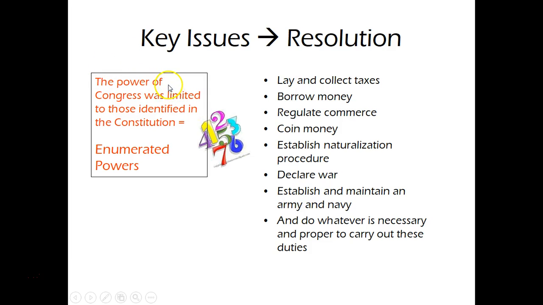Okay, so the idea of limited government is that the power of Congress was limited to those identified in the Constitution. These are called enumerated powers. So the powers that were actually explicitly written in the Constitution, the federal government has, and they can't do anything more than that. These are explicit powers that they have, that are written in the Constitution. So you shouldn't have written all of this. You're only writing this box right there.